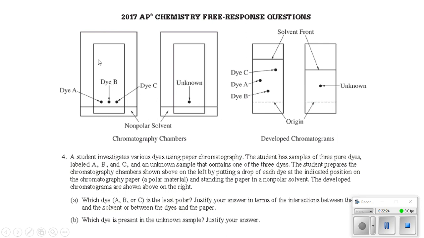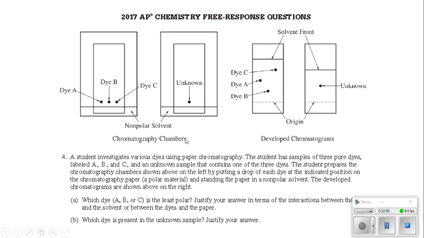So here you've got two different chromatograms. This is filter paper, and then you've got a solvent, and in this case the solvent is non-polar, and you have dotted in 3 locations dye A, dye B, and dye C. And then you've got an unknown dye, so you don't know what is in there. It could be a mixture of A, B, and C.